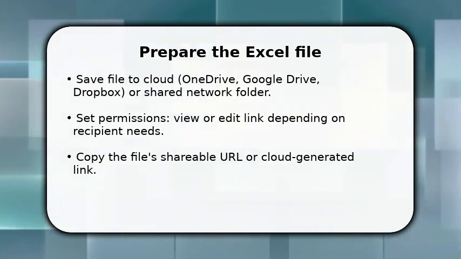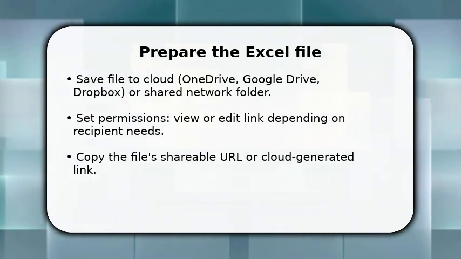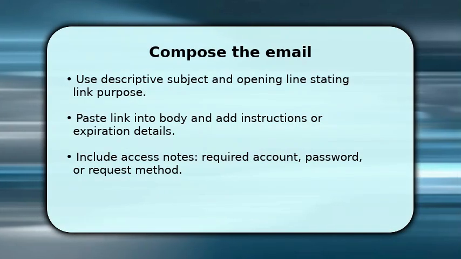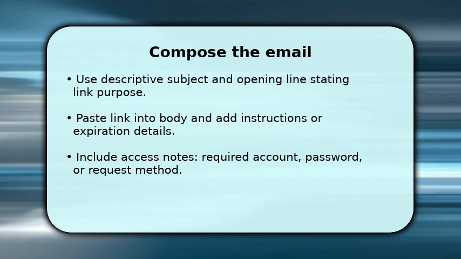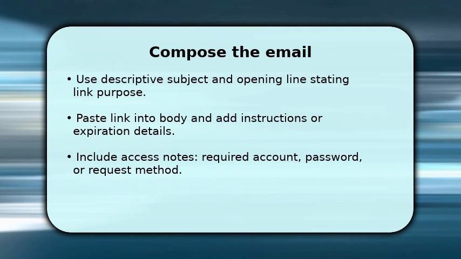This link is the core of what you'll paste into your email, because it keeps the file live and avoids version confusion. Now draft the message around the link so recipients know why they should click. Write a clear subject and first sentence that explain the file and action needed. Paste the share link plainly in the body and follow it with short instructions, which sheet to open, cell ranges, or deadlines. If the link requires a specific account or expires, call that out.